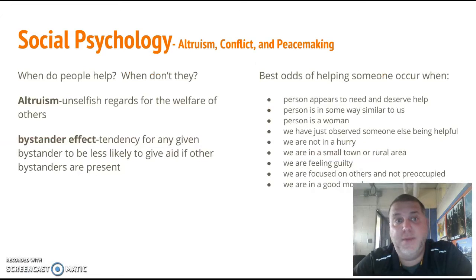Altruism, conflict, and peacemaking. When do people help and when don't they? Altruism is unselfish regard for the welfare of others. This means that you're okay helping things out.